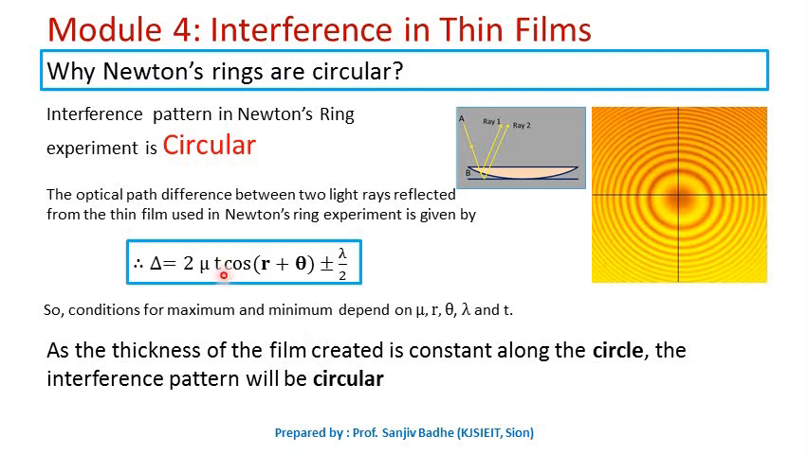If the value of thickness t is such that the condition for minimum is satisfied, then we will get a series of dark points along the circle which will be seen as a dark circle. As we go away from the center, that is the point of contact, thickness will gradually increase. So as the thickness changes, the condition for darkness, brightness, darkness, brightness, darkness, brightness will be satisfied, and therefore we will be getting alternately placed dark and bright rings in the interference pattern.